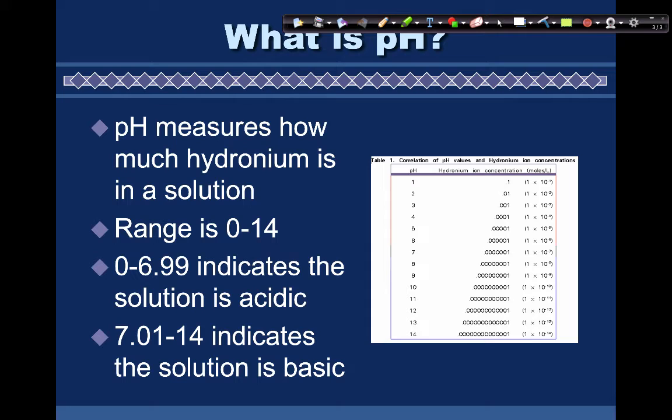pH will range from 0 to 14. The closer you are to a pH of 0, the more concentrated the hydronium is, so you'll have more and more hydronium. As you go to 14, you get less and less hydronium. If you have a pH that's below 7, your solution is considered to be acidic. If it's above 7 to 14, it's considered to be basic.